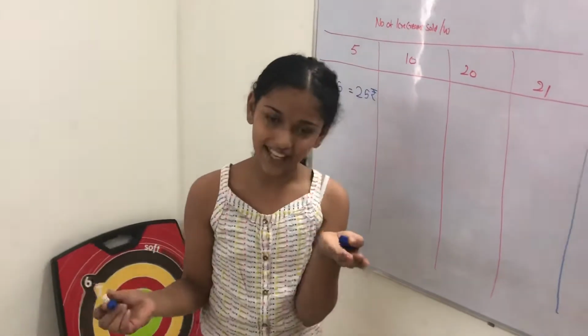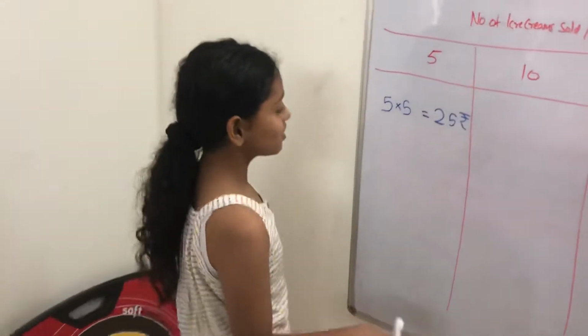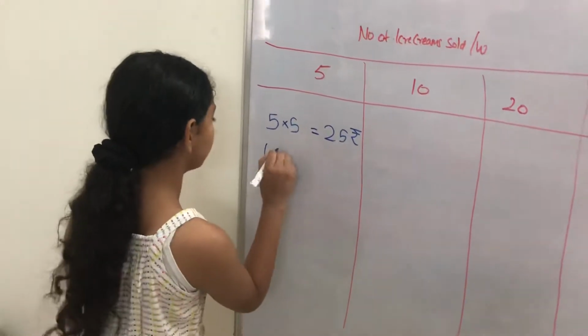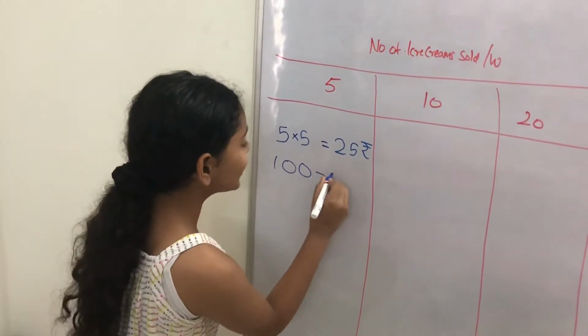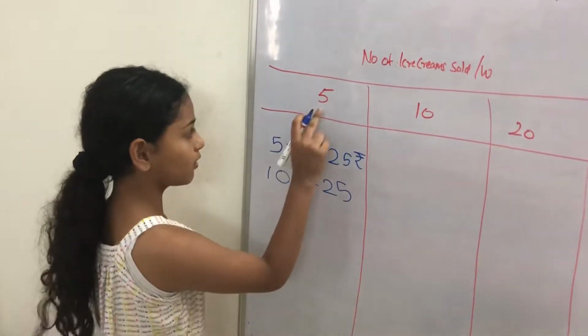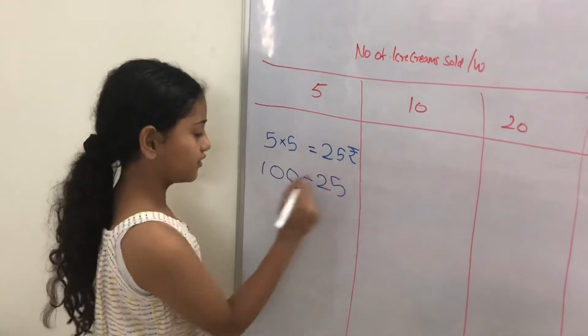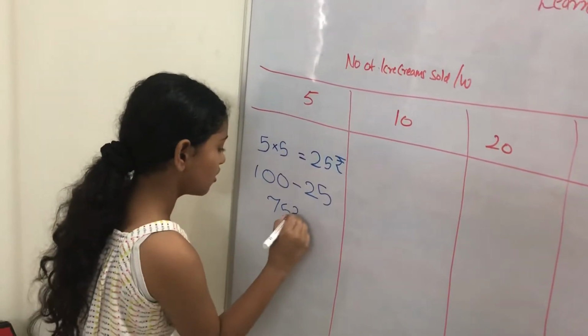Where's my salary? Give me my 100 bucks. You promised them to me. So that's where the overheads come. Then 100 rupees, which is Herobrine's salary, minus the profit that he gains for the week with 5 ice creams is 25. So we minus that and we get 75 rupees.